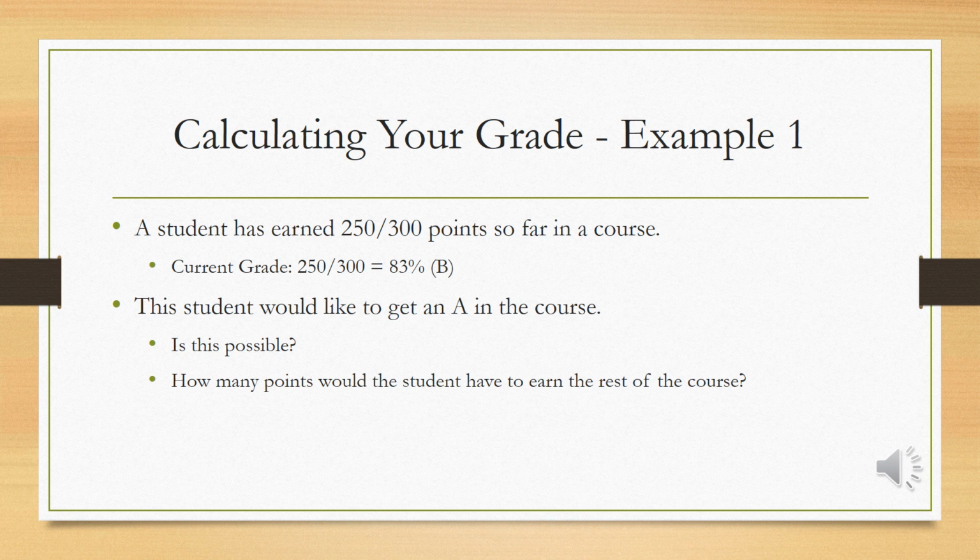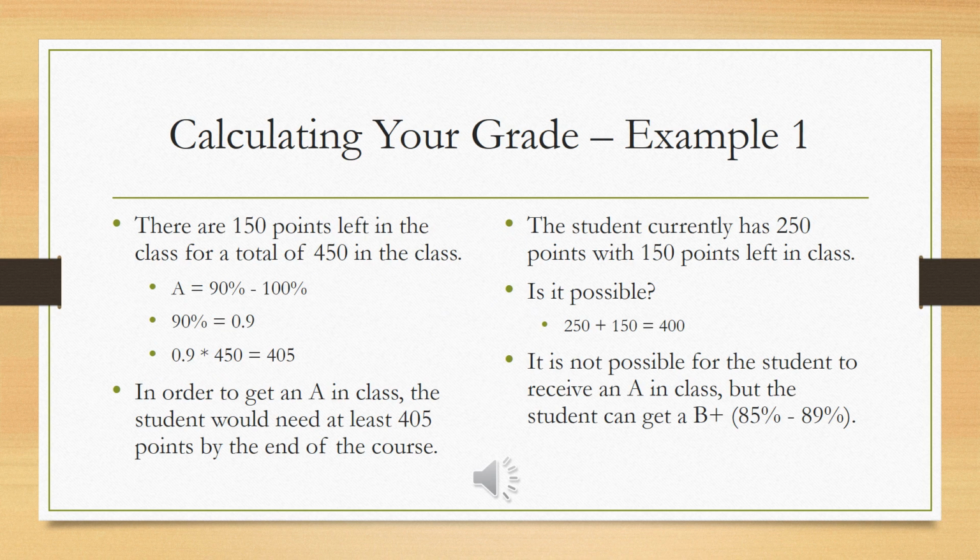A student has earned 250 out of 300 points so far in a course, which means their current grade is an 83%, which is a B. The student wants to get an A in the course. We will find out if it's possible and how many points they must earn in the rest of the course. There are 150 points left in the class, which means there's a total of 450 points in the class.